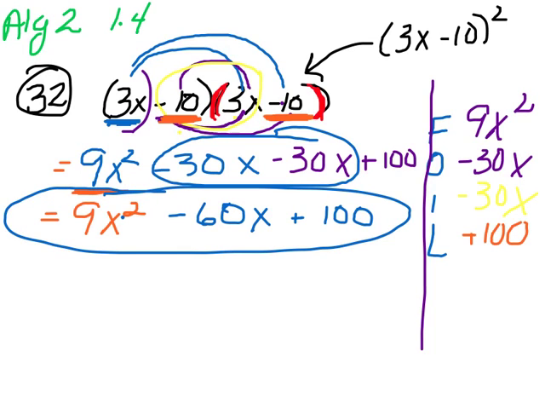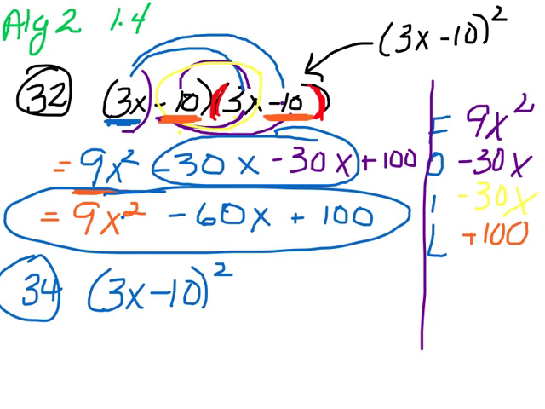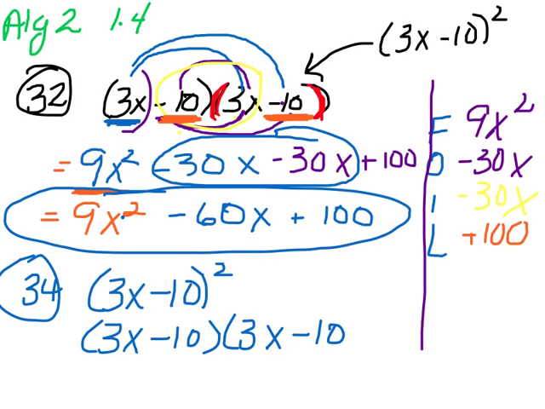The answer for 34 would be the same thing, because when they tell you 3x minus 10 squared, what you're going to have to do to work it is say that's 2 copies of 3x minus 10. And then you're going to notice it's the same problem, and you're going to end up with the same answer. A lot of people would think the answer to this was 9x squared minus 100, but do you notice if you think that, you're missing that middle term. You can't just square both of those terms and plop them out. These are the same problem.